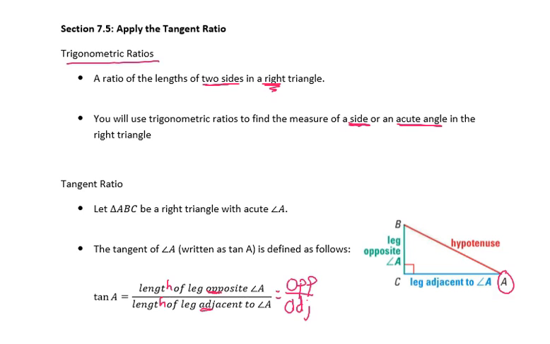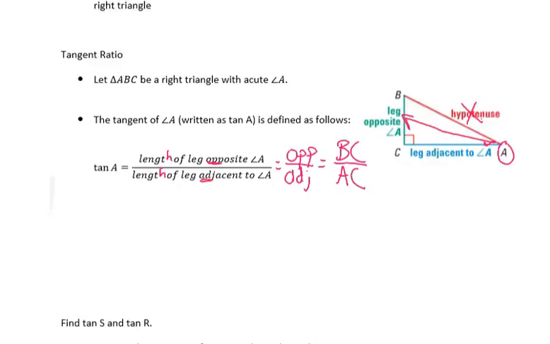Okay, and notice they're both legs, so we're not going to be using the hypotenuse for this ratio. Now opposite means across the triangle and adjacent means the leg right next to it. So if we look at this picture, opposite it is BC and the leg adjacent, the one right next to it, is AC. Okay, so that is the tangent ratio, opposite over adjacent. Let's do an example.